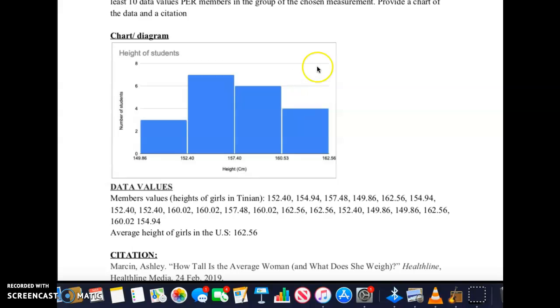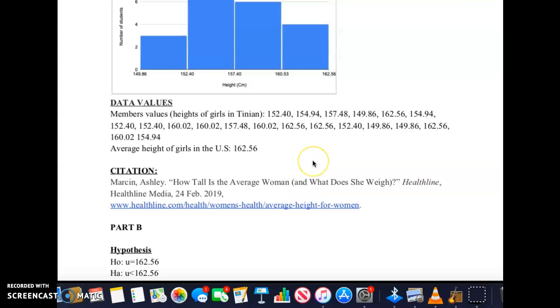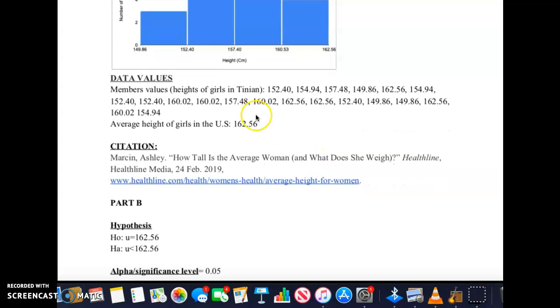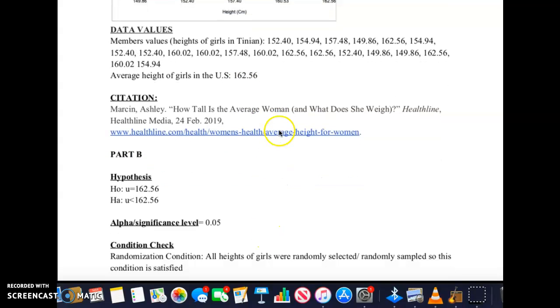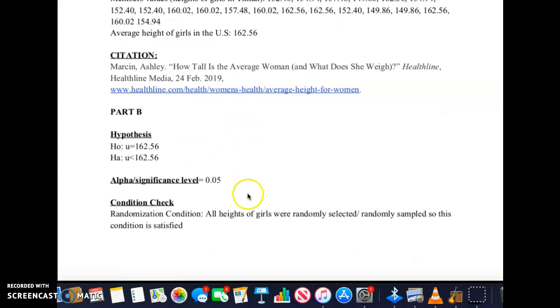Below we have the histogram, which, as you can see, has all of our data values in order, and you can see how many of each were collected in our survey. Below is the average height of girls in the United States, which was 162.56, and our citation for this average height is right here.